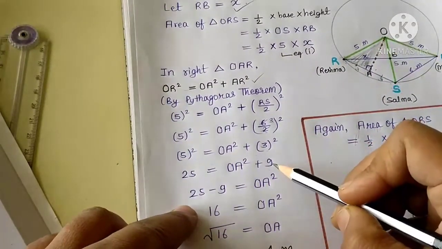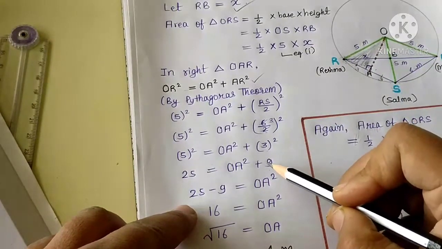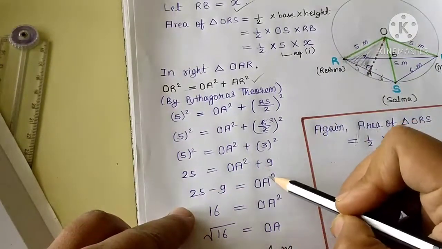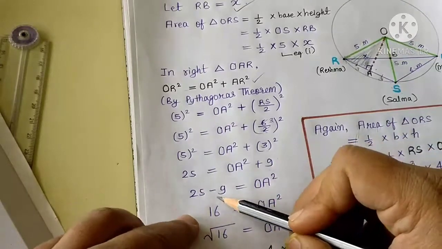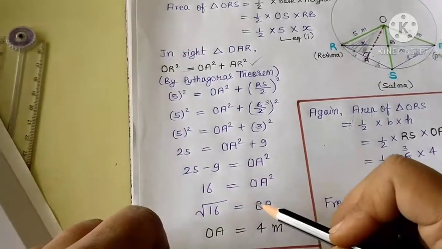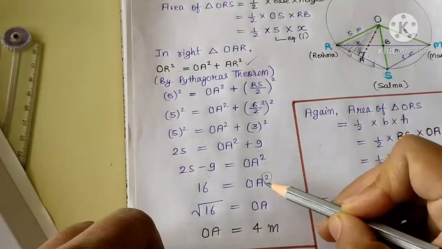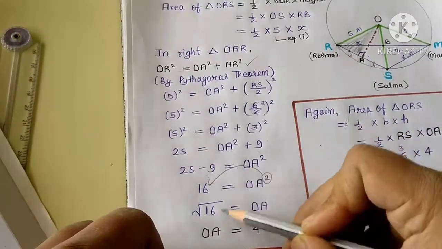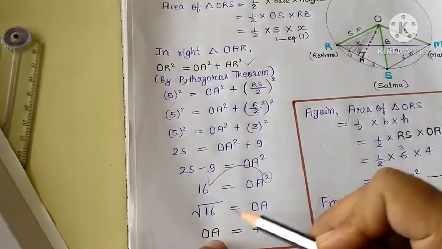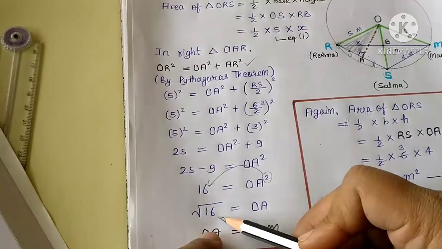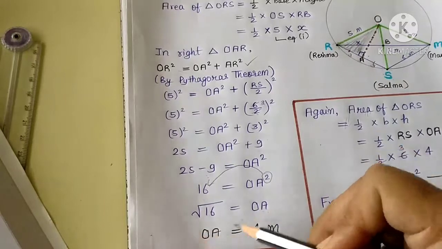Now I can transfer 9 from the right hand side to the left hand side. So 25, 9 goes from here to this side, so it becomes 25 minus 9, 16. So our OA square equals 16. Now I will remove this square. When the square goes to this side, it becomes square root. Now OA equals root 16. What is the square root of 16? 4.